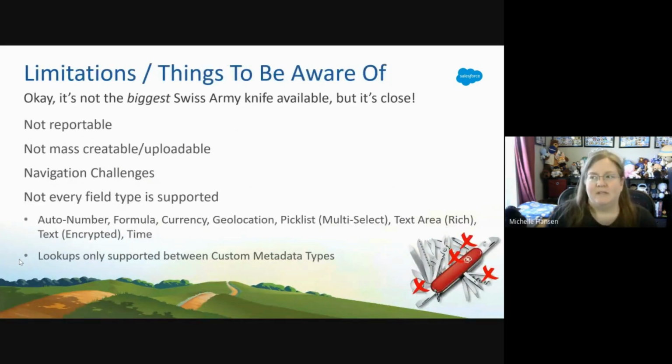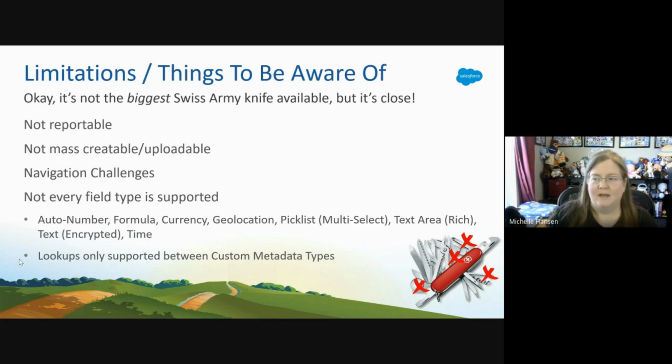There are a few things that you can't do with it, and you need to be aware of these when you're making the decision what tool to use. So first of all, because it's metadata and not data, you can't report on it. So for example, I had a list of all of these different record templates that we could create, and someone asked me to run a report or a list of them, and I went, I can't. All right, had to come up with a different solution.